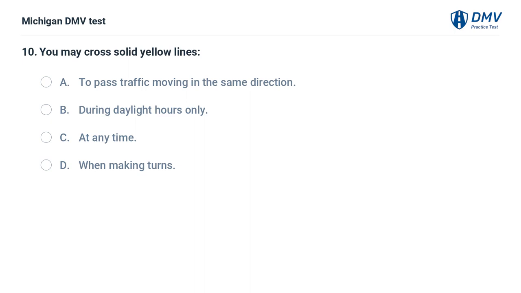You may cross solid yellow lines: A. To pass traffic moving in the same direction. B. During daylight hours only. C. At any time. D. When making turns.